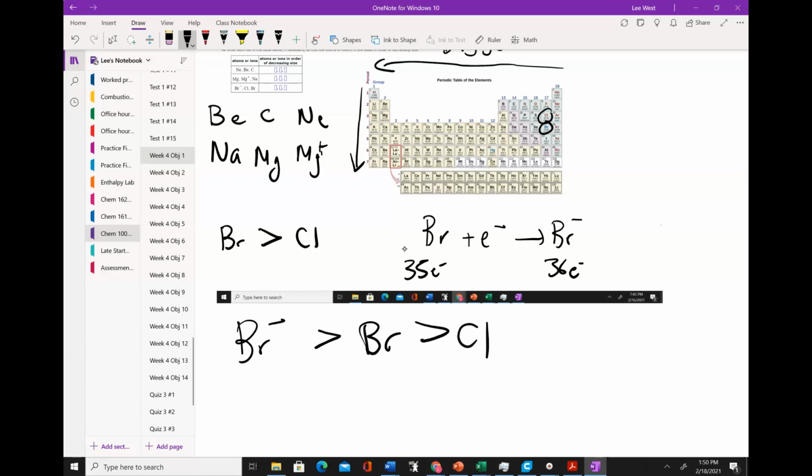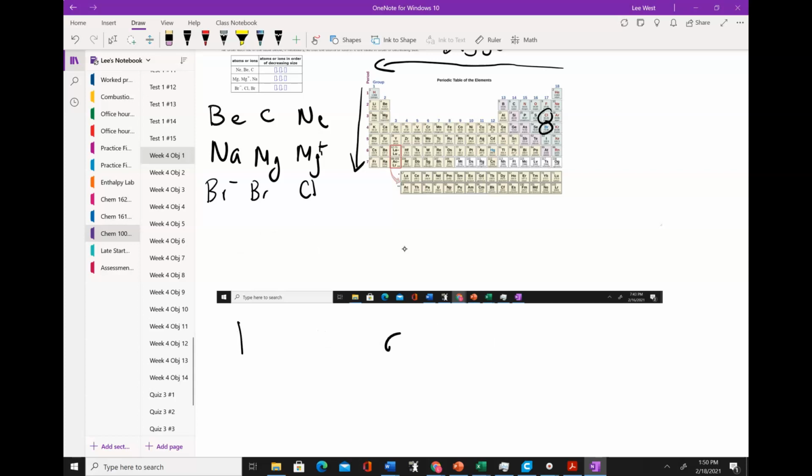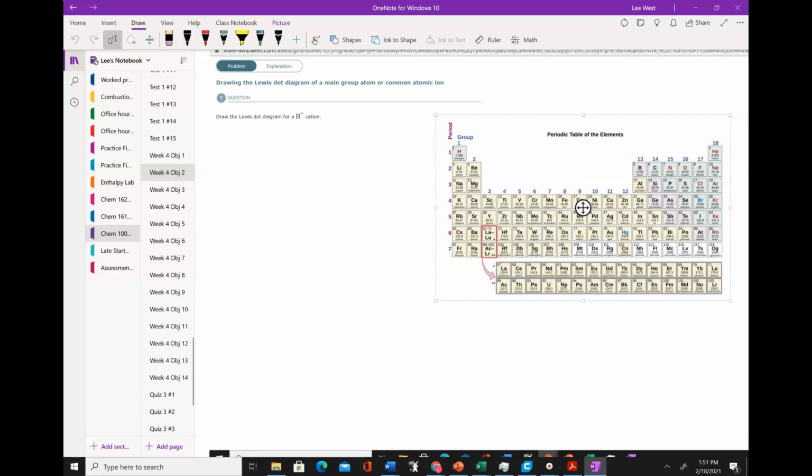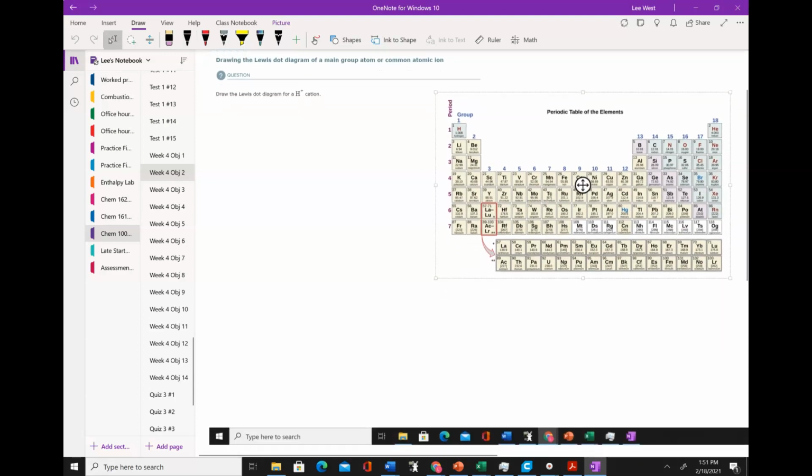And so what you want to take home here is that anions are always bigger than the atoms that they are made from. So the sequence for this will be bromide, bromine, chlorine. Okay, sometimes people will get the order reversed on these. We want these going from biggest to smallest. You need to be aware of that and not make the error of getting them in the reverse order.